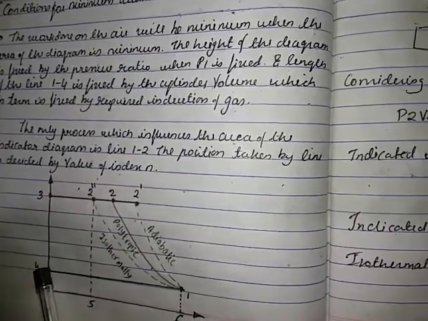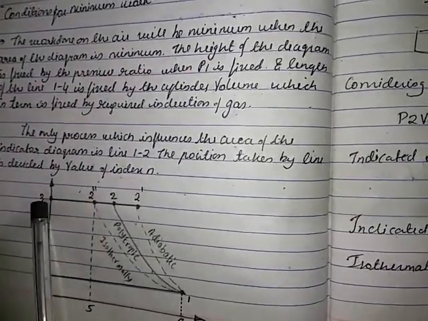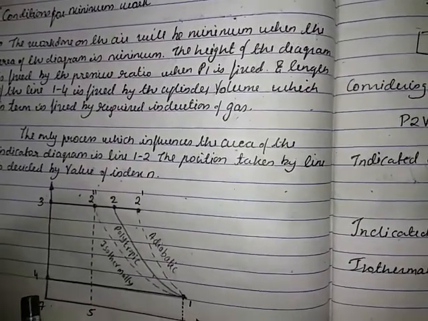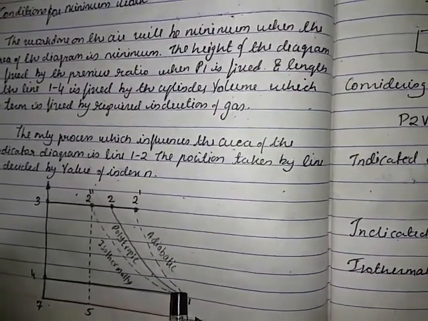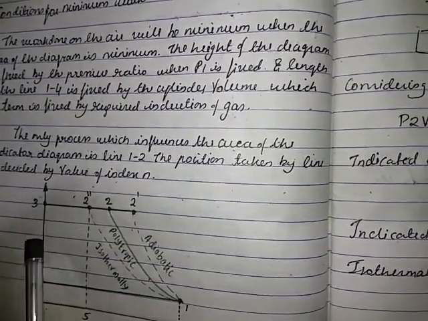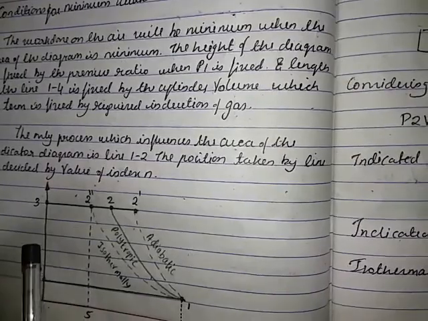In this PV diagram, the height of this diagram is fixed. See here, we are not considering the clearance volume here. What is this? This is my PV diagram. See here, now this 1 to 4 line is fixed, and 4 to 3 is fixed. What is 4 to 3? 4 to 3 is the height of this diagram. This height of the diagram is fixed.